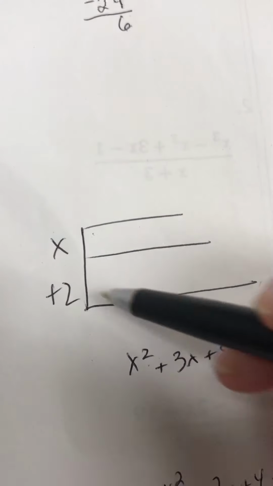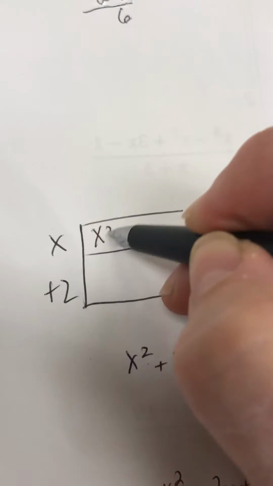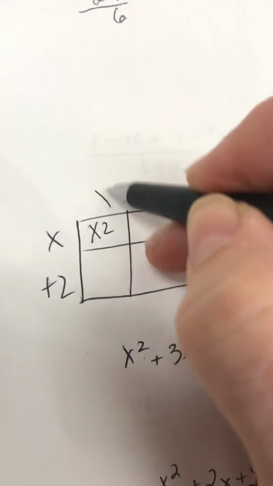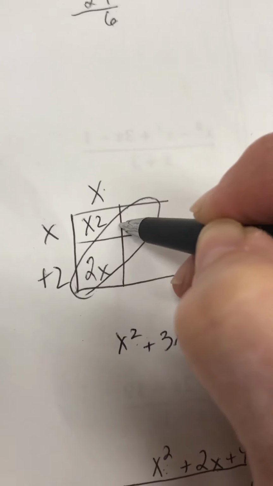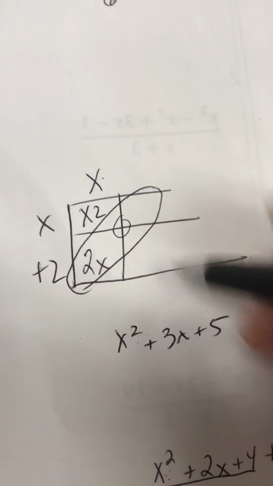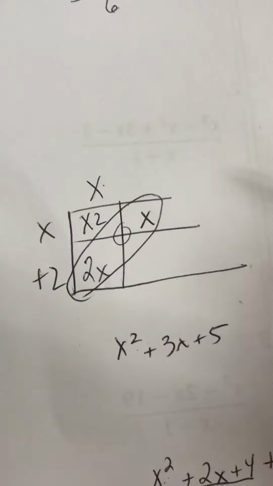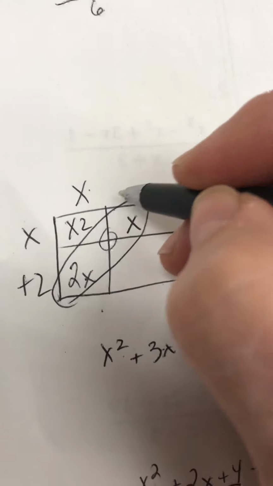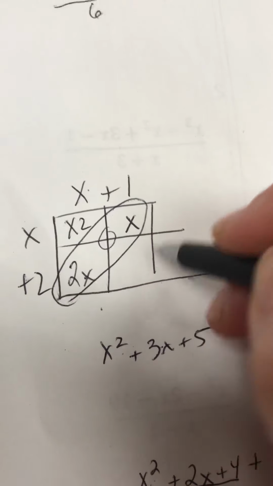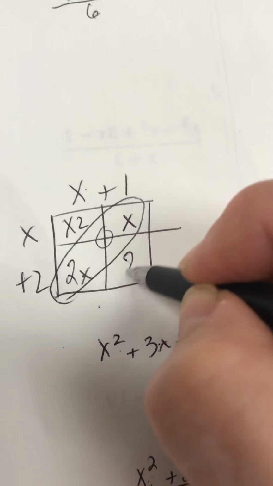So we're dividing this by this. So I'm going to go x squared here. I divide it in, I get x. Multiply down, I get 2x. This diagonal should add to 3x. That means I need another x here. So it's 3x minus 2x is x. This gives me a positive 1. Positive 1 times this is 2.